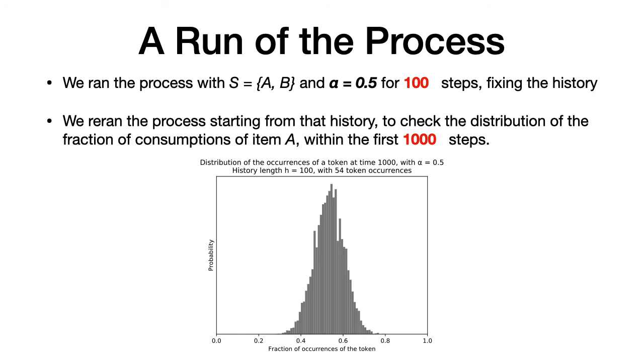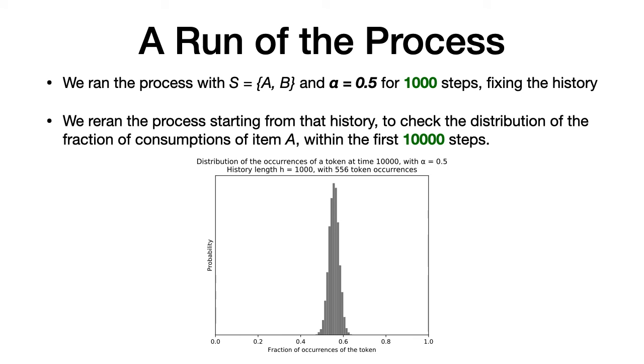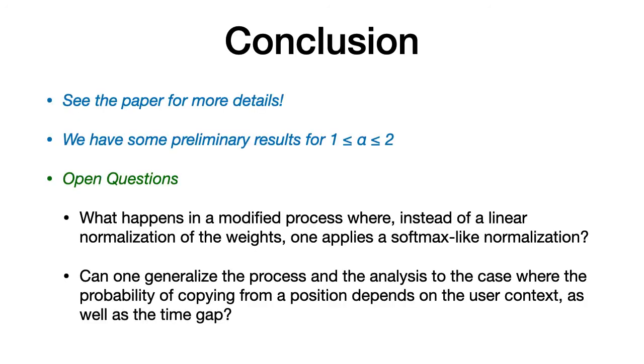You see that the distribution of consumptions of A follows a Gaussian-like variable centered around the expectation given by that particular history. If we were to run the same process but with a history of 1000 steps and run it over and over again up until 10,000 steps, we get again a Gaussian-like variable with a much smaller standard deviation, confirming our concentration result. See the paper if you're interested in this for more details.